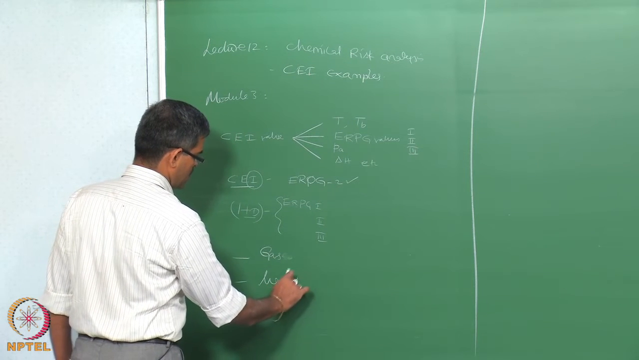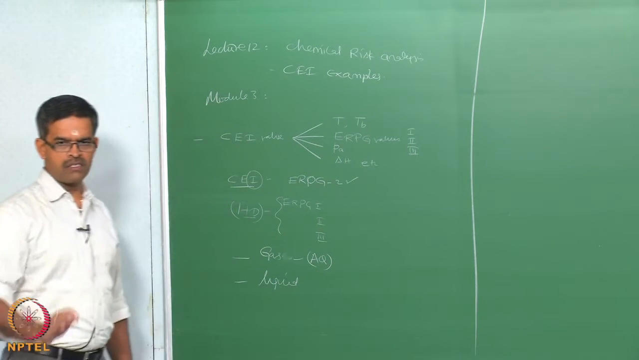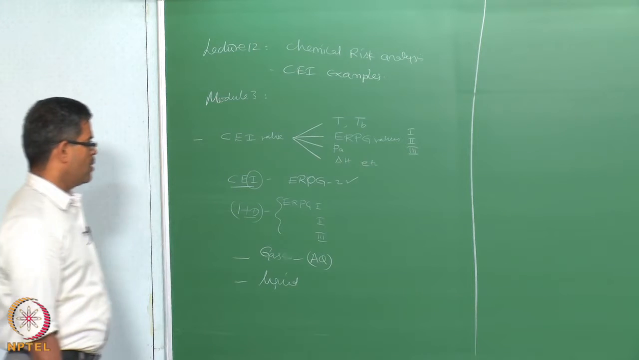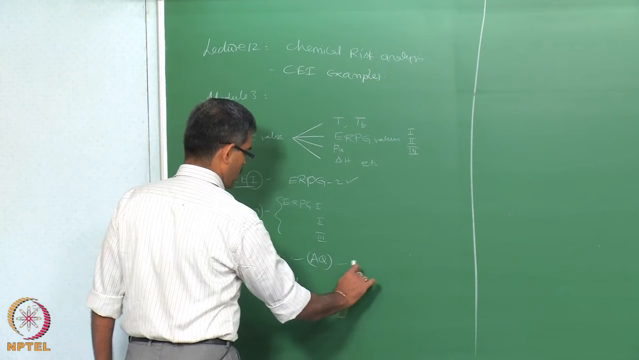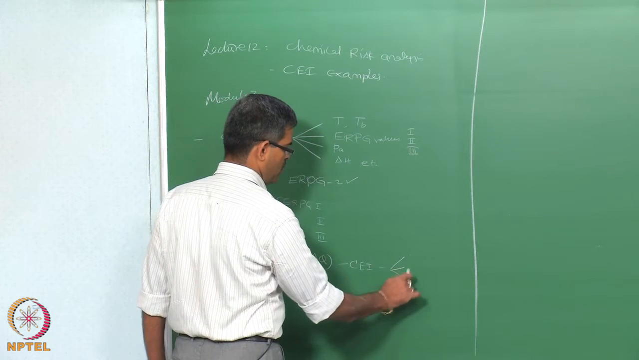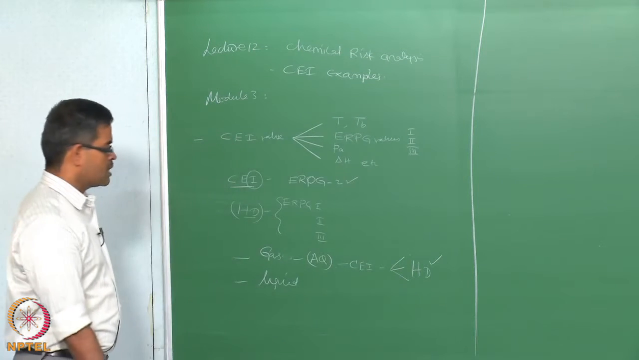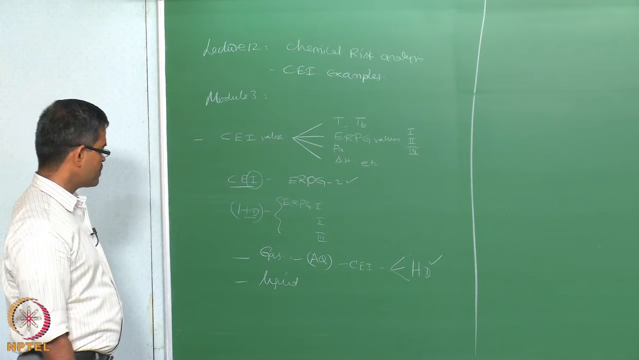The moment it is in gaseous form, straight away I can find the airborne quantity using a standard relationship as I explained in the last lecture. Once you know the airborne quantity, one can get the CEI value, and once you know the CEI value for different ERPG levels, you can get the hazard distances. So, it is a straightforward problem as far as gas release is concerned.